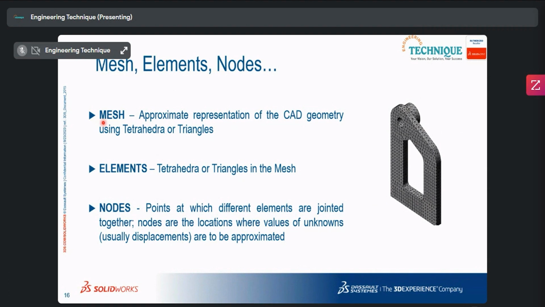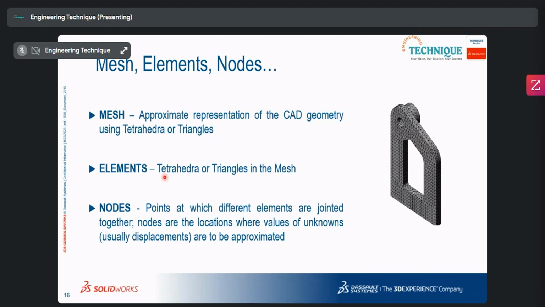So what is mesh? You can see here it is divided into several smaller parts. The mesh is the approximate representation of the CAD geometry using various elements, say tetrahedrons or triangles. If it is a 2D shape, then it is a triangle, and if it is a 3D element, then it is a tetrahedron. We are going to see in forthcoming slides how many types of elements there are.